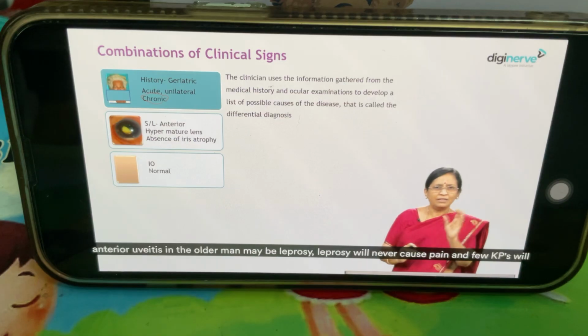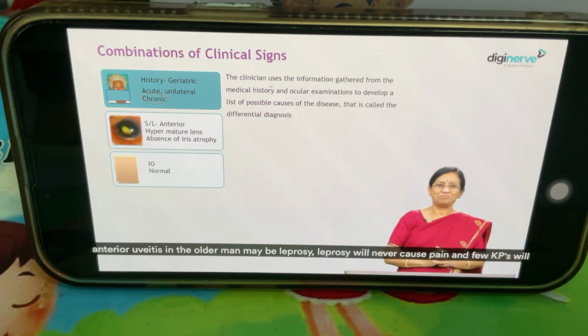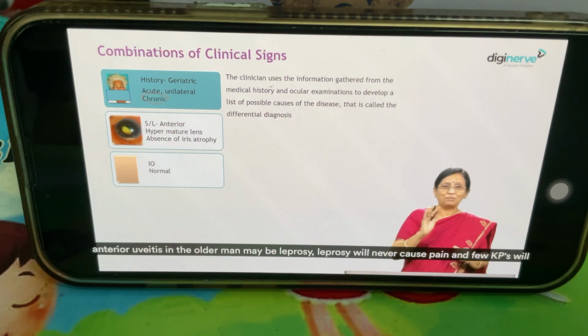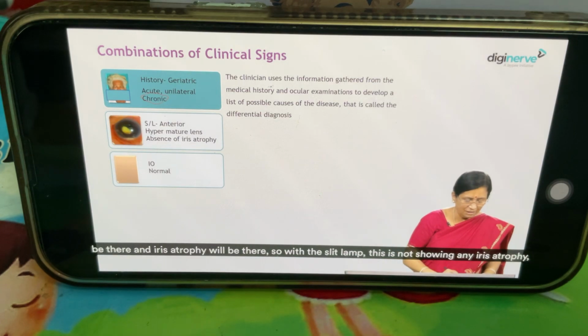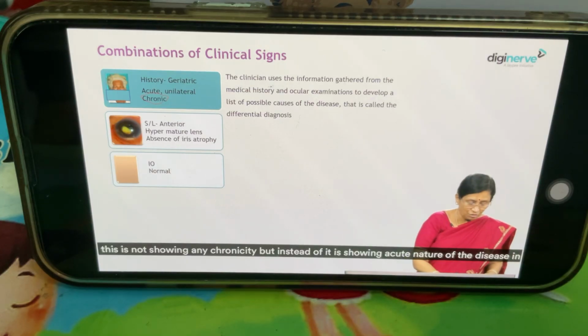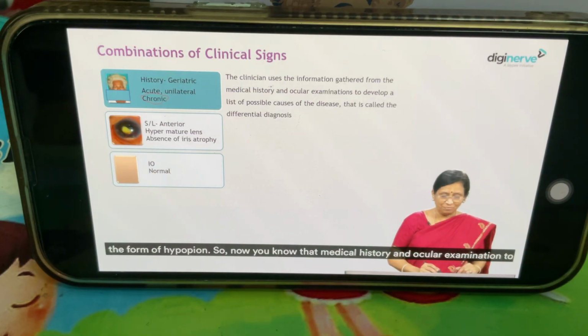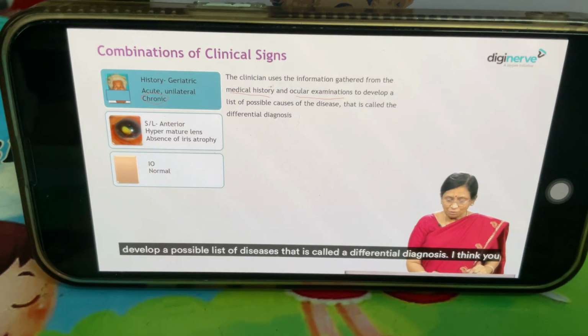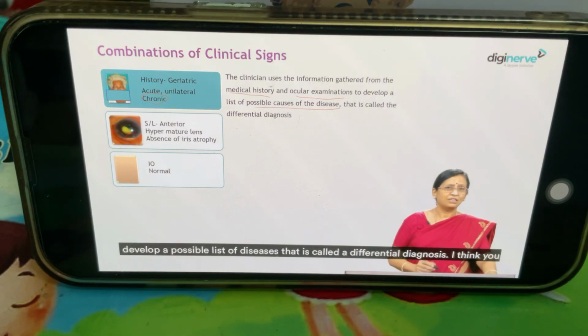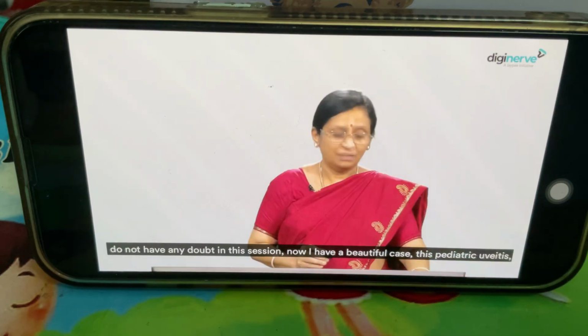Bilateral, chronic, anterior uveitis in the older man may be leprosy. Leprosy will never cause pain. And few KPs will be there. And iris atrophy will be there. So with the slit lamp, this is not showing any iris atrophy. This is not showing any chronicity, but instead it is showing acute nature of the disease in the form of hypopyon. So now you know that medical history and ocular examination are used to develop a possible list of diseases, that is called a differential diagnosis. I think you don't have any doubt in this session now.